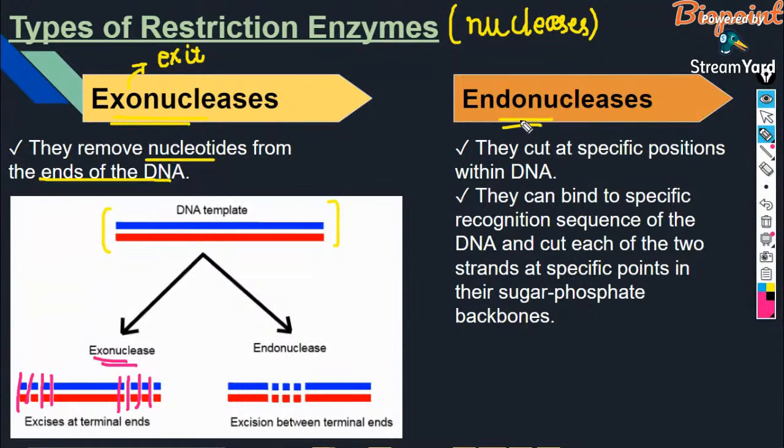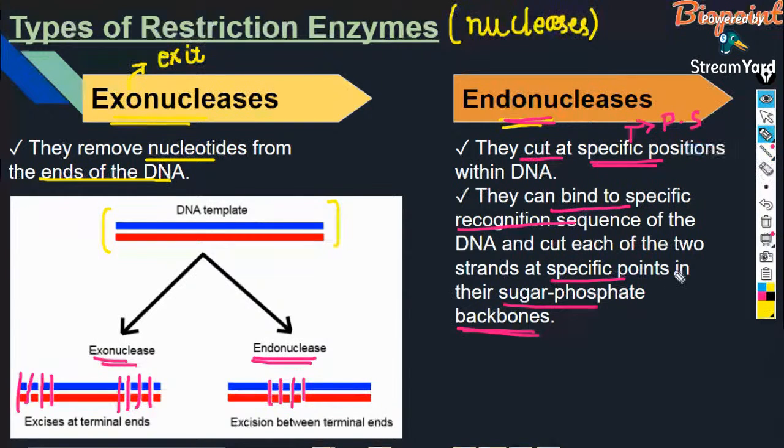Whereas in the case of endonuclease, they cut the DNA at a specific position, which you will call a palindromic sequence. They will recognize a definite palindromic sequence and cut the DNA into fragments at specific positions only. They can bind to a specific recognition sequence of the DNA and cut each of the two strands at specific points in the sugar phosphate backbones. Clear?